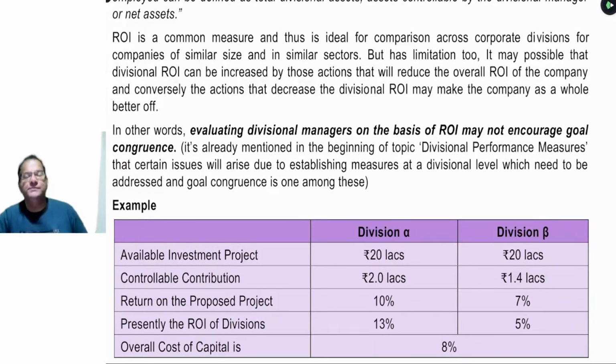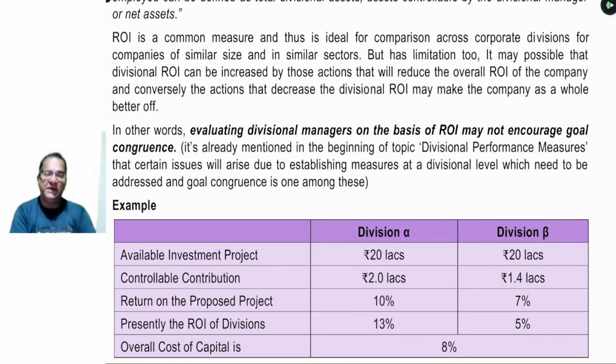Please write down. Next line. If the ROI from the new investment is more than the existing ROI, comma, then the manager will be in favor of capital investment. Full stop. Next line, write.